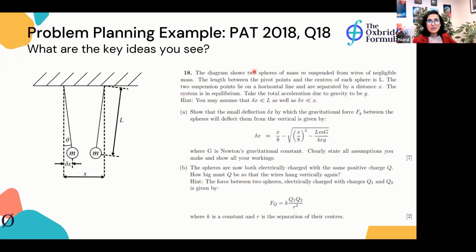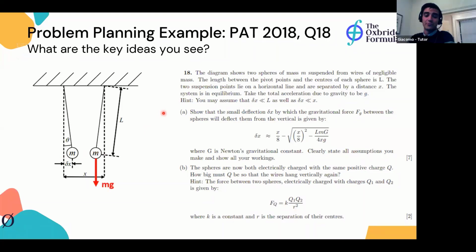But yeah, Giacomo, when you read through this first bit, what were the key things that you thought? What were the first thoughts that came into your mind? Well, the first thing I can think of is, the system is in equilibrium. So we're expecting the resultant force to be 0. So we can start drawing on some forces here and thinking about what forces are acting. So we have two masses. We're going to pretty clearly have a gravitational force or a weight force acting down from the masses.